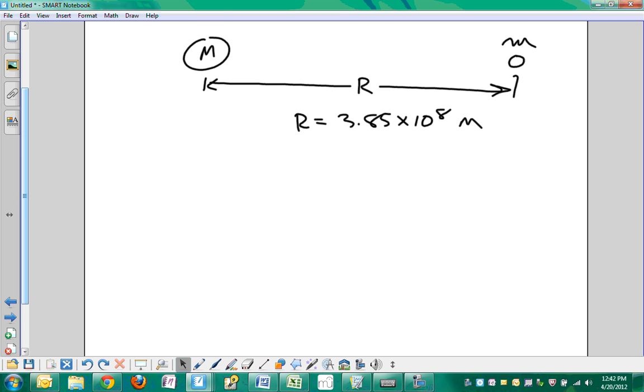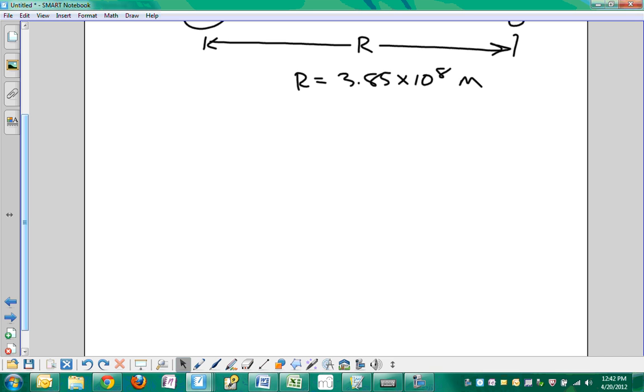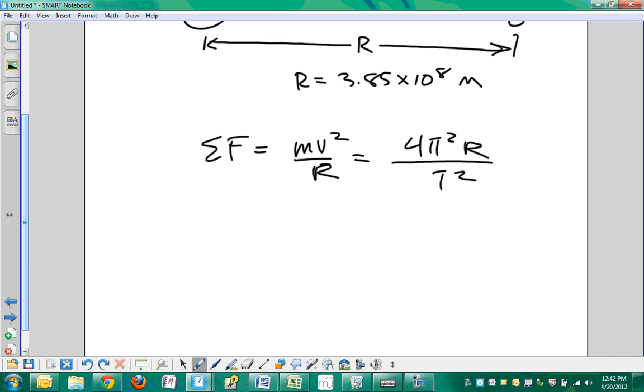All right, so here's the idea. We're going to set it all up all the way back to the beginning. We're going to say net force is equal to mv squared over r, but we're not looking for velocity. What are we looking for? Period. All right, so that's equal to 4 pi squared r, I'll use capital R since we're using that up there, over T squared. And we know the net force. This is how much force we need. Where does the force come from? From gravitation, right? So GMm over R squared.